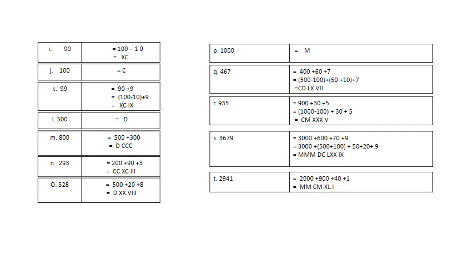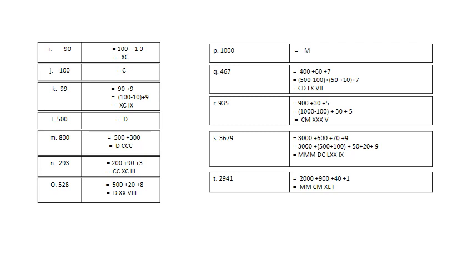Next one, 2941. We have written in expanded form 2000 plus 900 plus 40 plus 1. Now again this 2000 is not a basic symbol, so we have converted it into basic symbols as 1000 plus 1000 becomes 2000. So we have written 2 times the value of 1000, which is MM. Then 900 we have written as 1000 minus 100. So 1000 minus 100, we have written first 100 and then 1000, so CM.